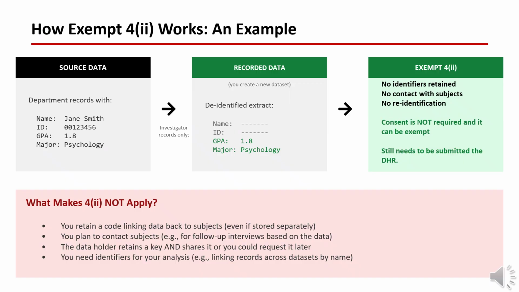You can view the identifiable source data, that's fine. But what you record, your research data set, which should be a new separate data set, must strip out all identifiers. No names or student IDs or codes that can link back. You extract only the variables you need. This will be eligible for exemption because you're recording the data without identifiers, so you don't need any kind of consent pathway for this. What breaks this?